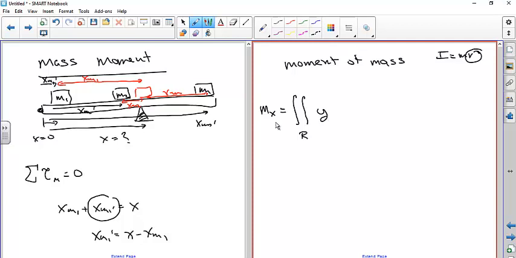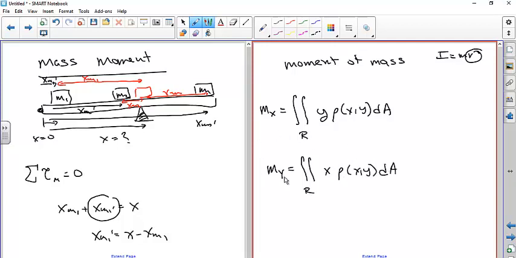So these are with respect to the x-axis. Y times the density function of x and y, which we had previously, and on that previous example, times dA, which is going to be dy dx. And the moment of mass around the y-axis is equal to the integral over the region of x times rho of xy, this varying density, times dA.